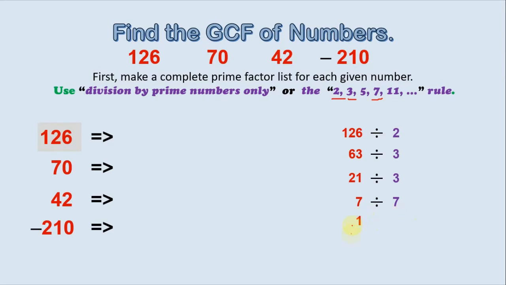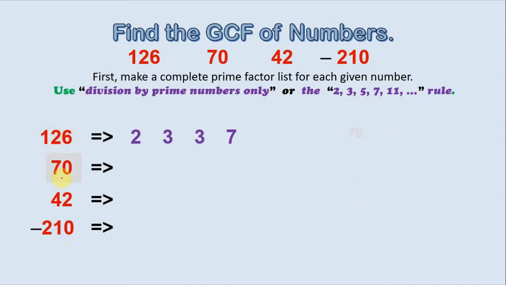Once you reach 1 or -1, that indicates the prime factors are complete. Next step is to list down the prime factors of 126, which are 2, 3, 3, and 7. Repeat the same procedure for each of the remaining numbers, 70, 42, and -210. Only we shall do it more quickly this time.